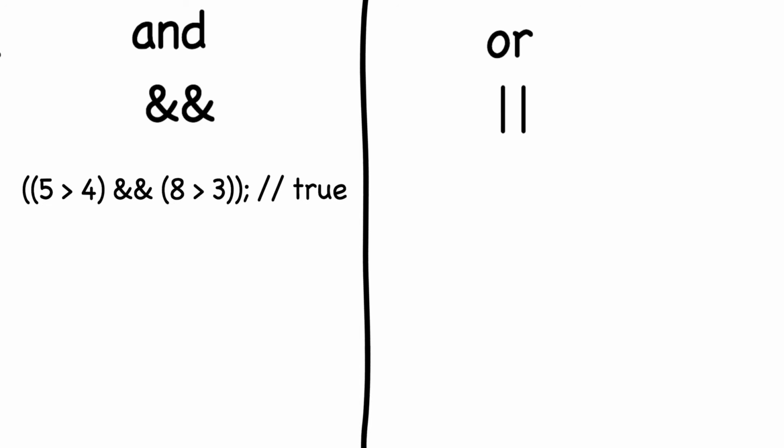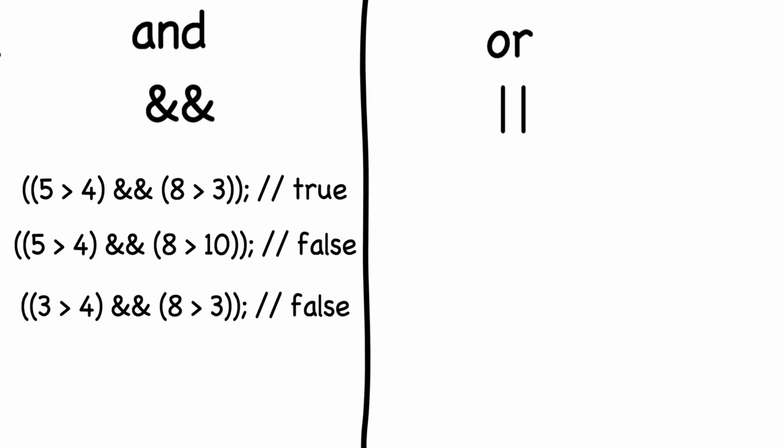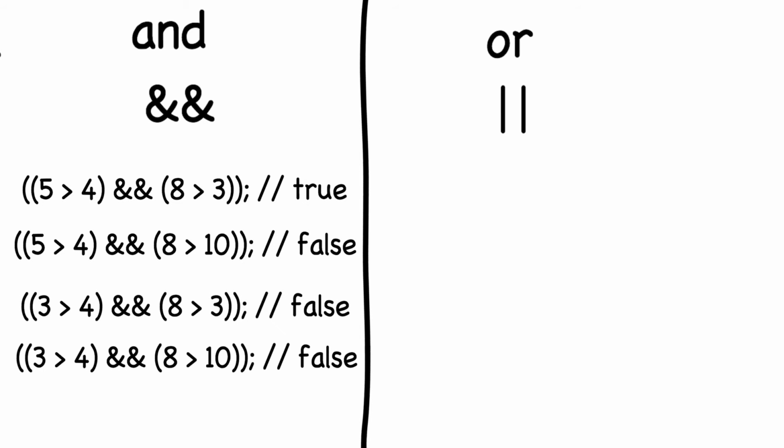The double ampersand tells us that within the opening and closing parentheses, both of our expressions must evaluate to true for the whole expression to evaluate to true. So 5 is greater than 4 and 8 is greater than 3 are both true, so we evaluate this to true. Our next examples all translate to false because both of the expressions are not true.